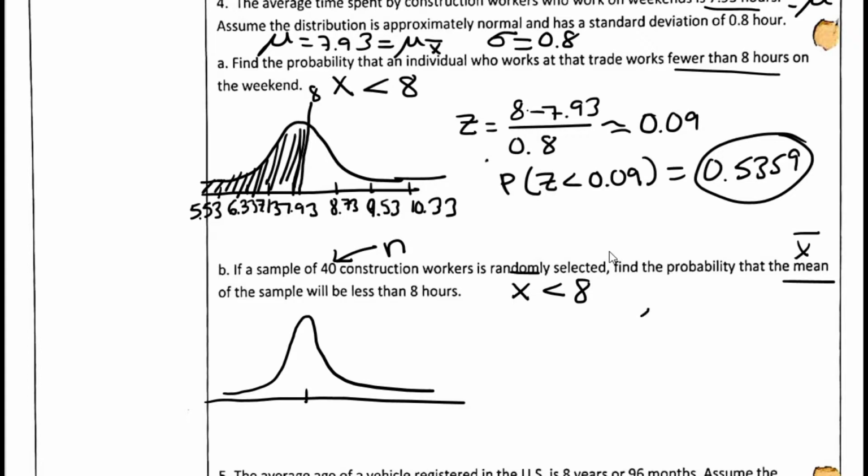And remember that the mu x bar is equal to the original mu. So it's still going to be 7.93 in the middle. However, the spacing is going to be different. So 1, 2, 3, 1, 2, 3. So we need to calculate the sigma x bar, which is equal to the original sigma, which is 0.8, divided by the square root of the sample size of 40.